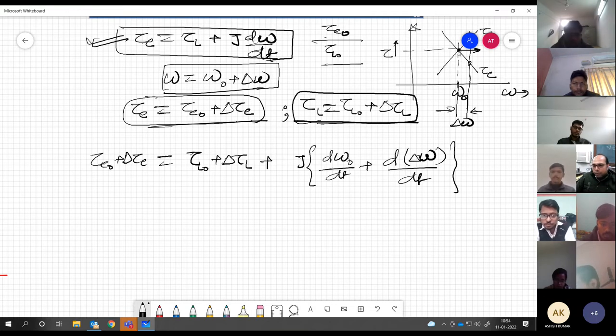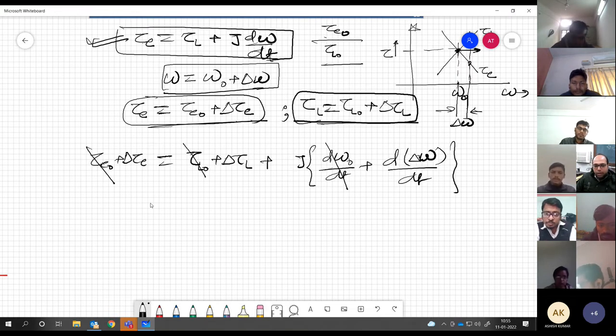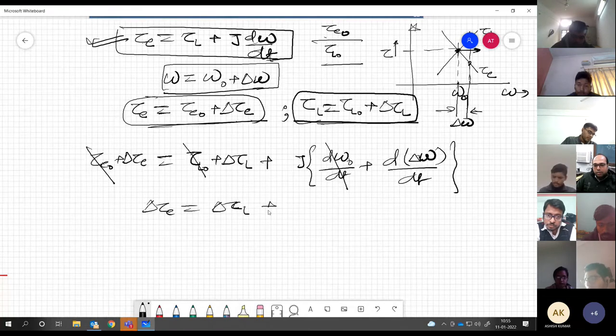Now, from this point of operation, we know that the system was balanced. Which means our electromagnetic torque, load torque, and this dynamic term were balanced. Tau E0 was equal to tau L0 plus J d omega naught by dt. Fine? This step is clear, right? Yes, sir. This is what our steady state point is. Now the remaining part is basically our perturbation.